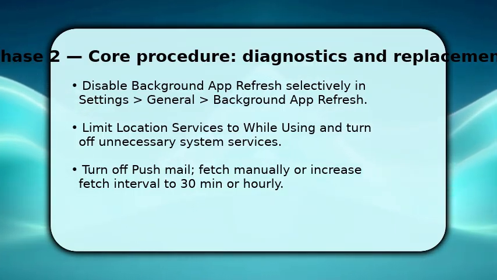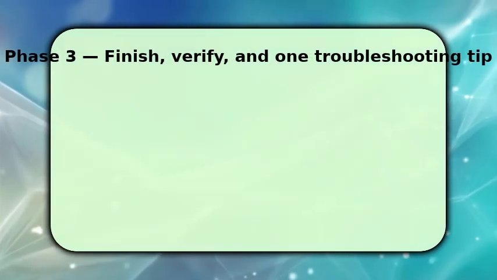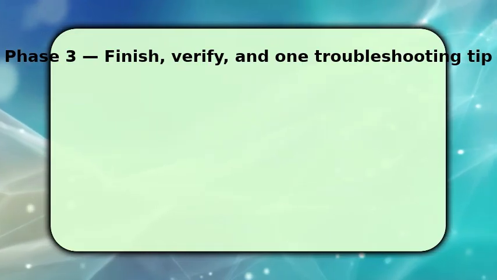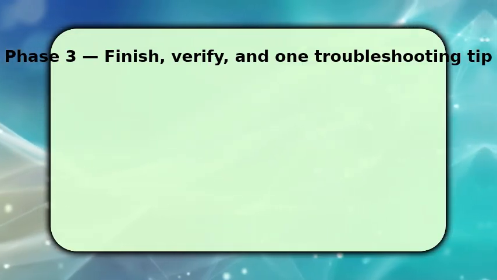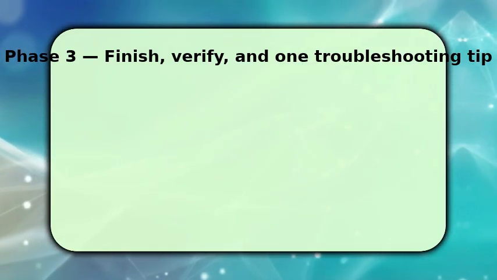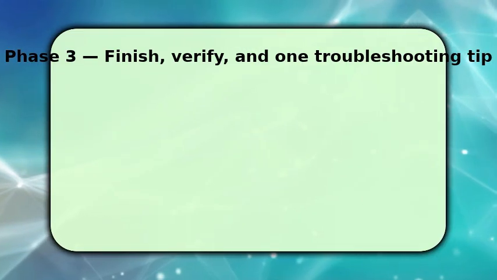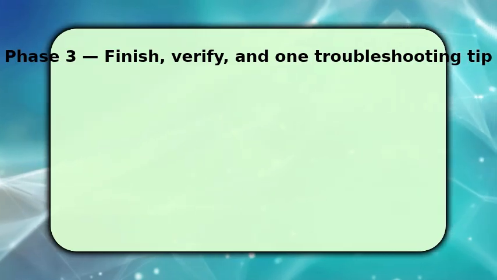Finish by checking battery health in settings to see maximum capacity and enable optimized battery charging. This reduces long-term wear. Restart your iPhone to clear rogue processes and consider a monthly calibration. Charge to 100%, use until it shuts off, then charge to 100% again.